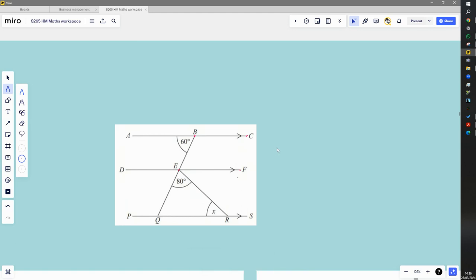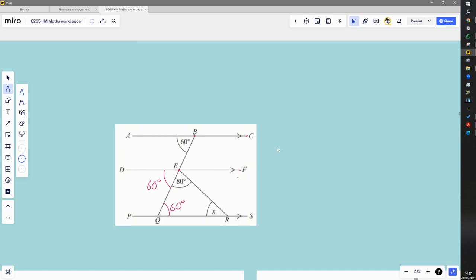Okay, well, let's think about how we would solve this. We've got an angle X, well, C is parallel with F, but it's also parallel with S. So we could work out a few different things here. What are we going to do here? Well, I can see that that is corresponding to this. So I know that that's 60 degrees. I also know that this is alternate to both of those angles. In fact, so that's 60 degrees.